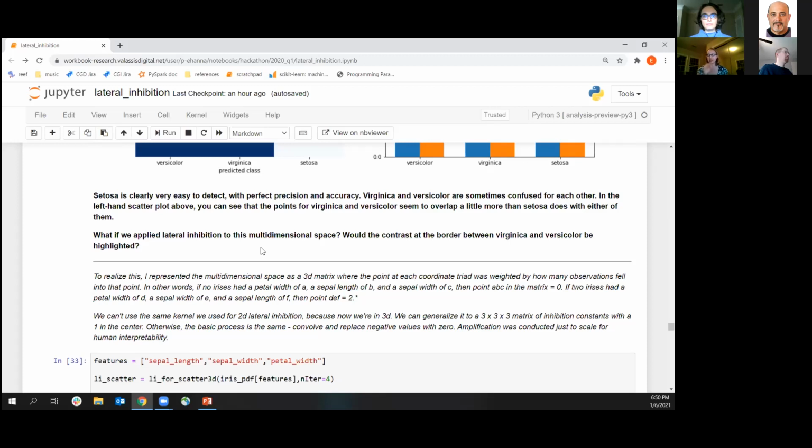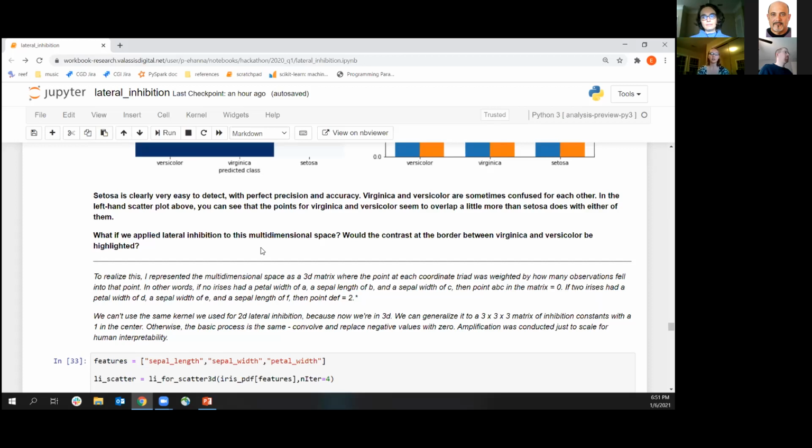The iris data set just has each row corresponding to one iris. But in theory, for this to work, we would need the entire 3-dimensional space to be mapped. So we would need, for every option that we had for sepal length, a point in the matrix. And every option in petal width, we would need another option. So I represented the multidimensional space as a 3D matrix. At each coordinate triad, it was a 0 if there were no irises that had that particular set of features altogether.